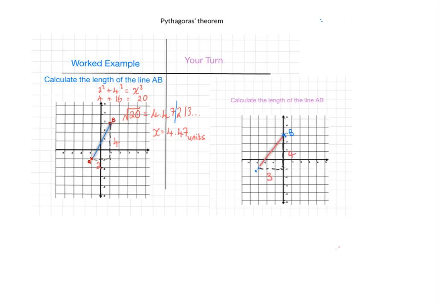Okay, hopefully then you will have found that there's 3 going across and 4 going up. So 3 squared plus 4 squared will give you the x squared. 3 squared is 9 and 4 squared is 16. So x squared is 25 and your length should have been 5.